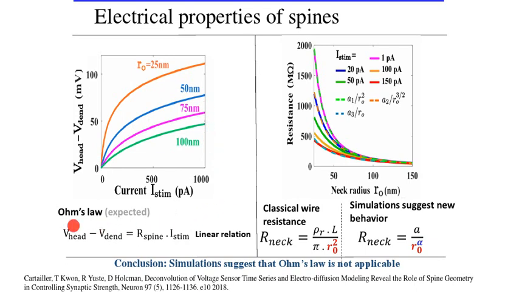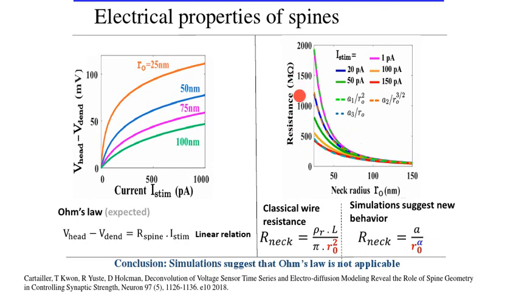So we recall Ohm's law, which says that V head minus V dendrite is proportional to an effective resistance multiplied by the injected current. This is also amplified here when we look at the resistance.